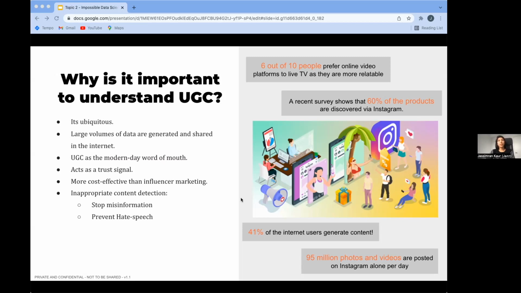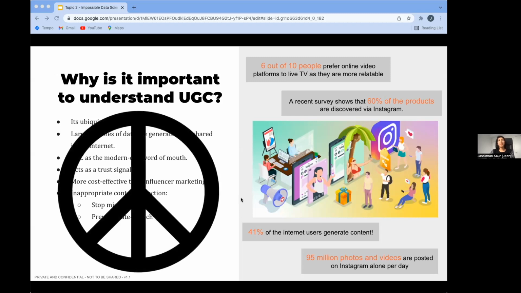And more than that, because this user-generated content is everywhere, a lot of new issues are coming up, like misinformation and hate speech. People are more radicalized than ever. Let's just take some examples. US elections recently. We don't want people to be radicalized, right? So let's see, what can we do? We need, I would say, world peace. So we want to understand user-generated content.